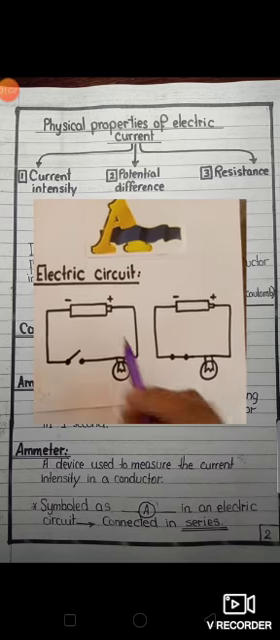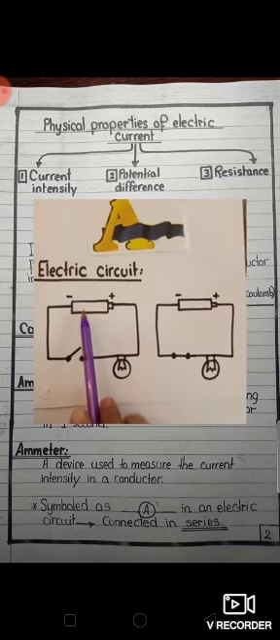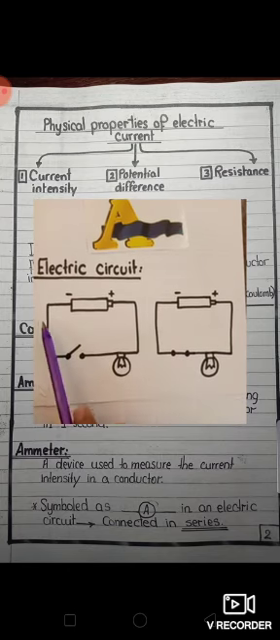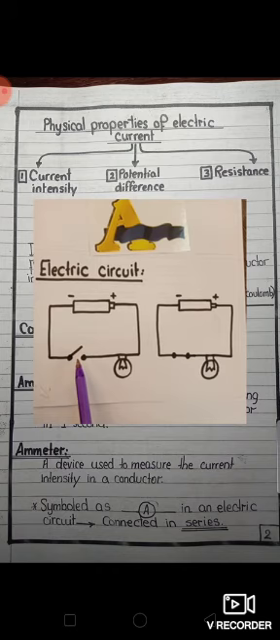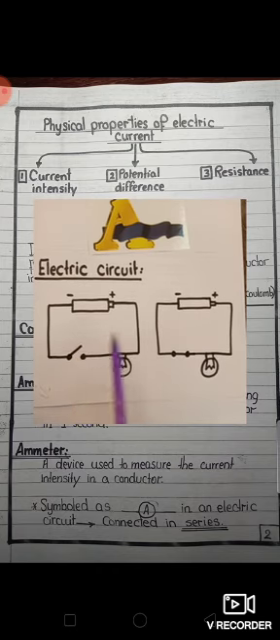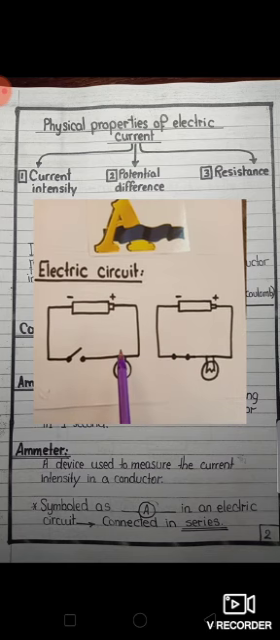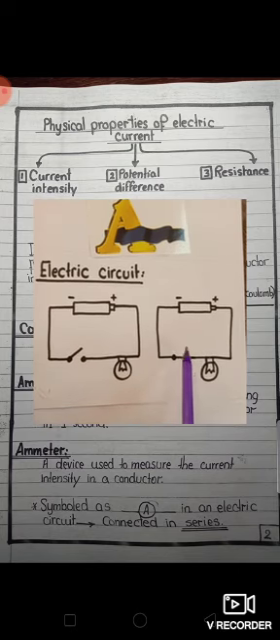First, we must know the electric circuit. The electric circuit consists of a battery, this is the source of electricity, electric wires, which are good conductors of electricity, a lamp, and a key or a switch. Okay, so what is the difference between these two electric circuits? The main difference is that this circuit is opened and this circuit is closed.